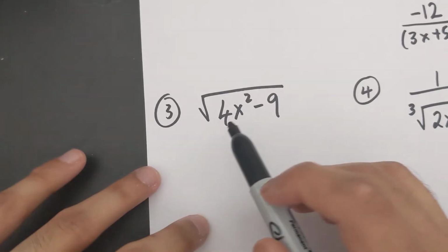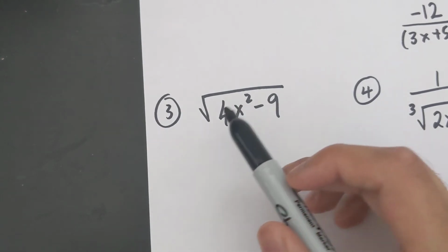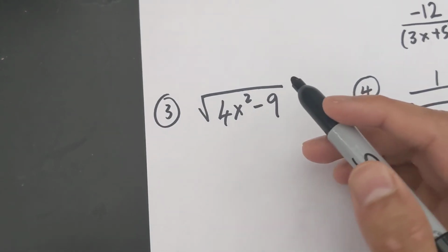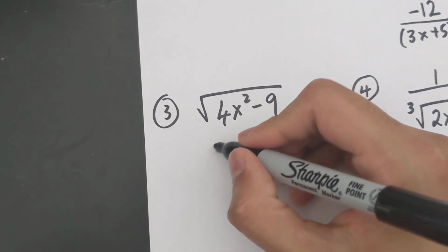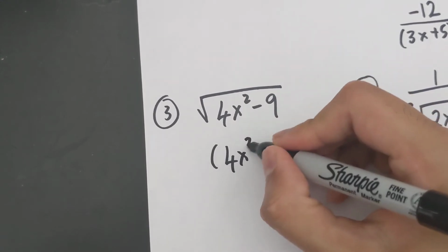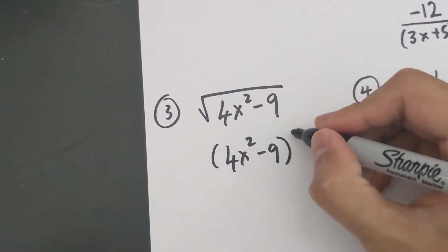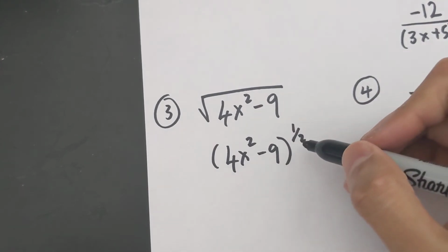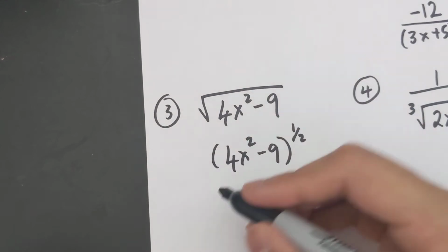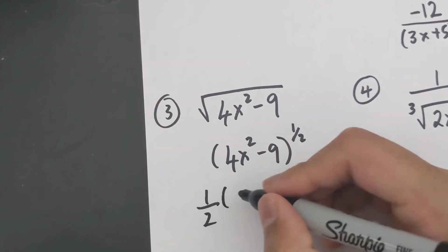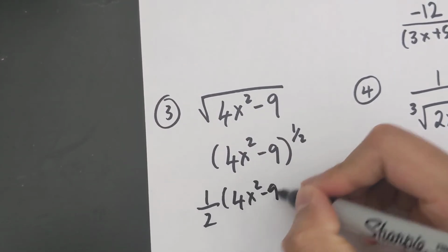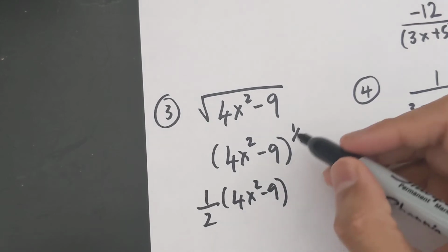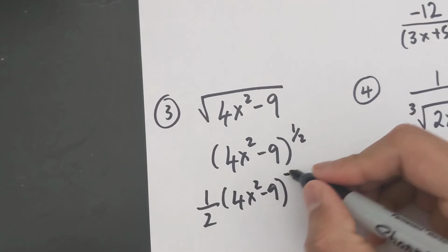Okay, third question is a square root question. Again, before you derive a square root question, you should always simplify by converting to exponential form. So that's going to be 4x squared minus 9 to the power of half. Next, you want to derive this function. So I'm going to move the half to the front and write the exact same thing inside the bracket. And then if I subtract 1 from half, it's negative half.